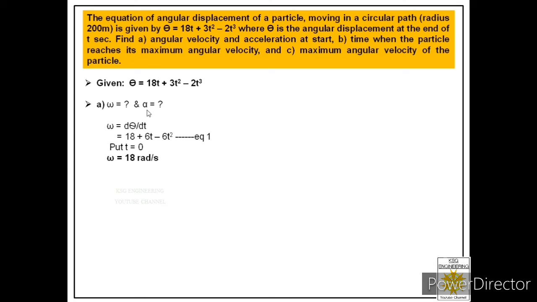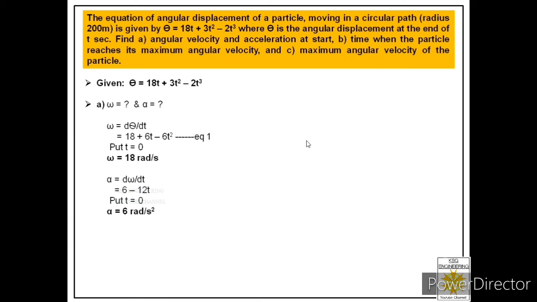Now let us find the angular acceleration of the particle. In order to find angular acceleration, we have to take the derivative of angular velocity with respect to time. So alpha will be equal to d omega by dt. Taking the derivative of the first equation, it will be equal to 6 minus 12t. We have to find the answer at start, at time t equal to 0. So we put t equal to 0 in the above equation and we get alpha as 6 radian per second square. So this is the second answer of the first part.